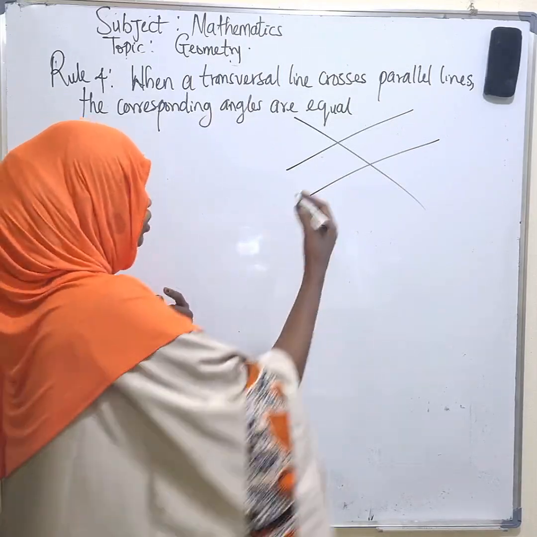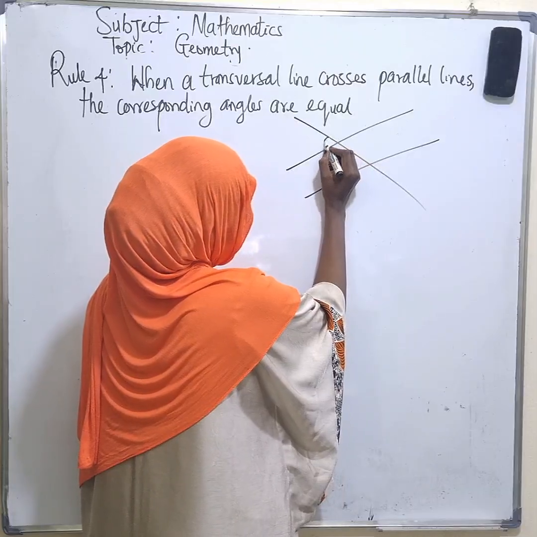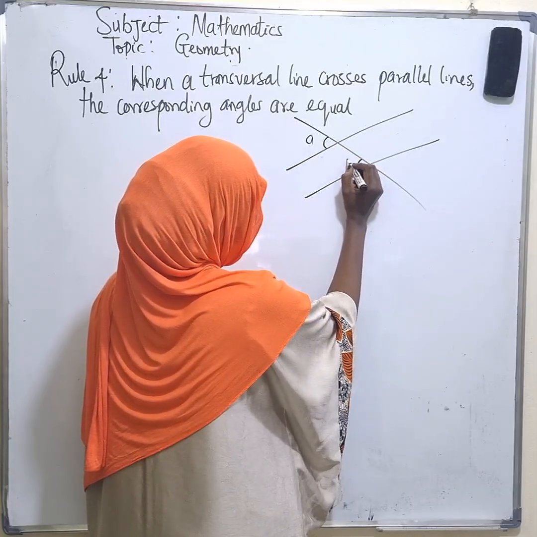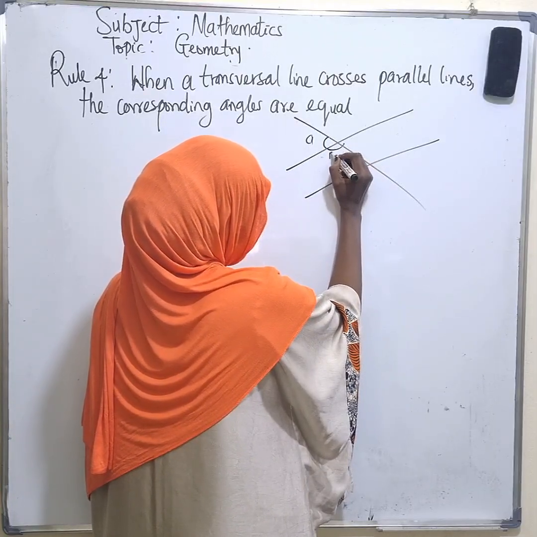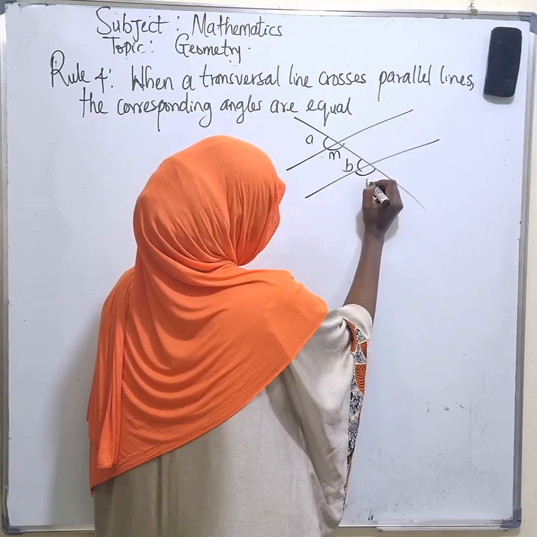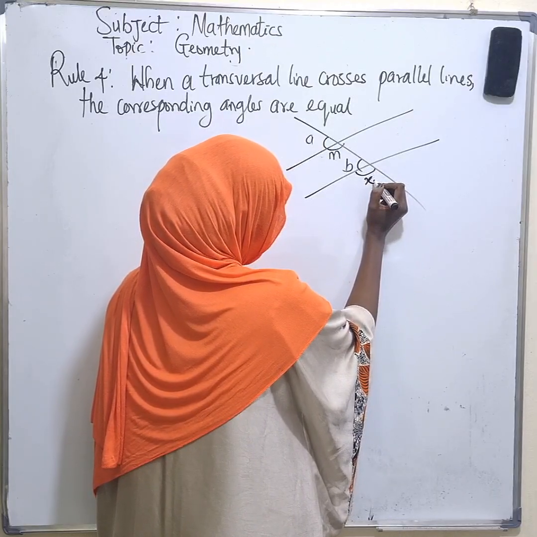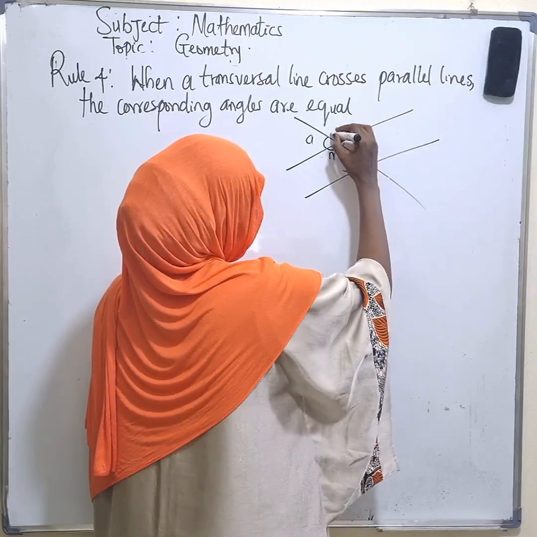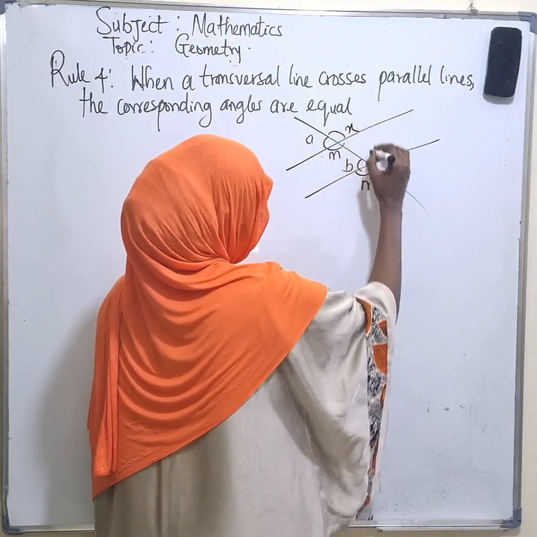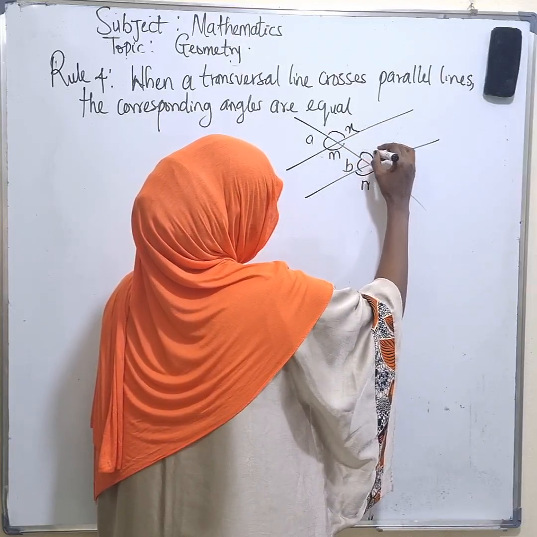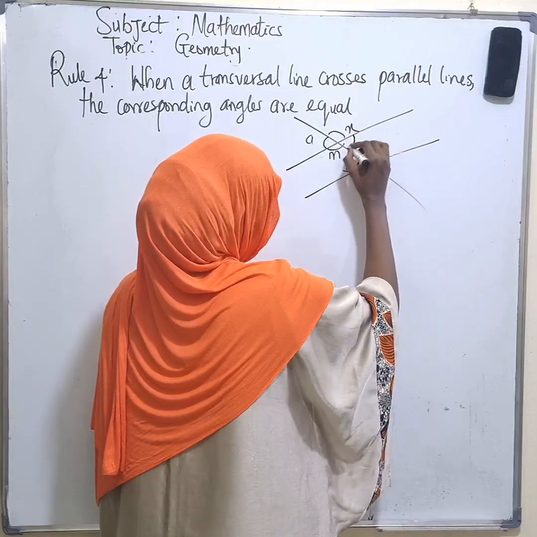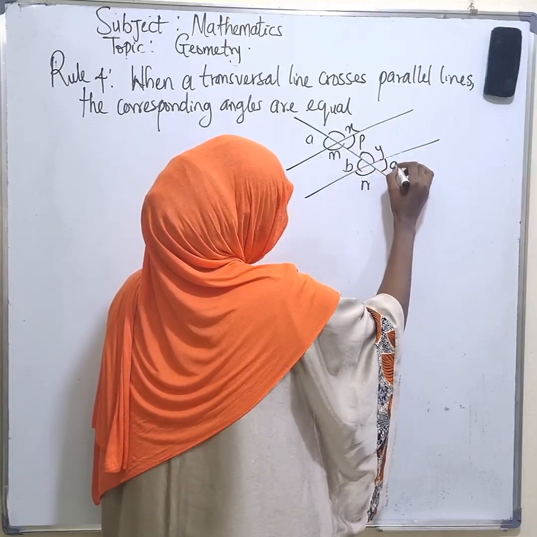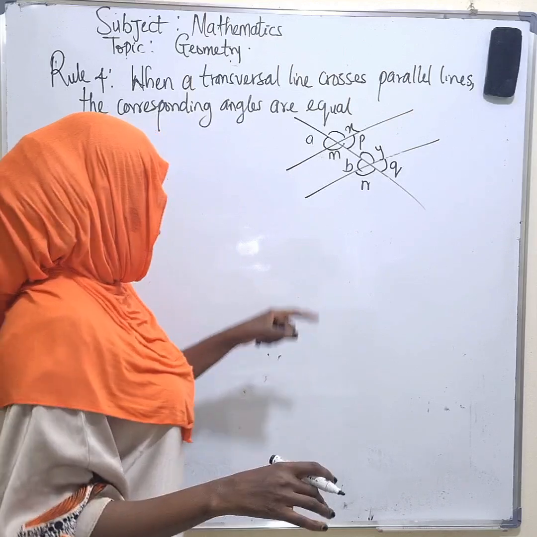They are equal, right? So what this means is, let's say here you have angle A, here you have angle B, here you have angle M, then here you have N, here you have angle X, the angle here is Y, the angle here is P, while the angle here is Q. Now let's interpret this.